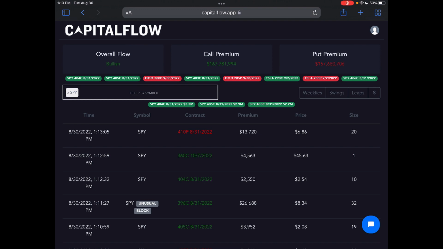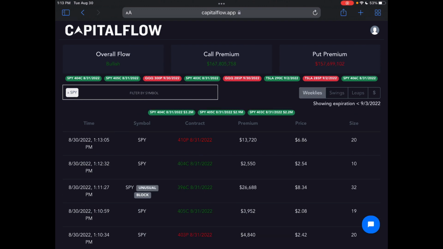So when you click weeklies, it's going to show you contracts that expire in this same week. So this week ends on September 3rd. So it's showing you all the contracts that expire before that date, right?